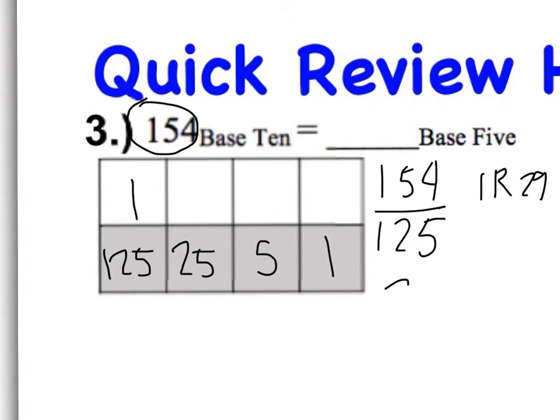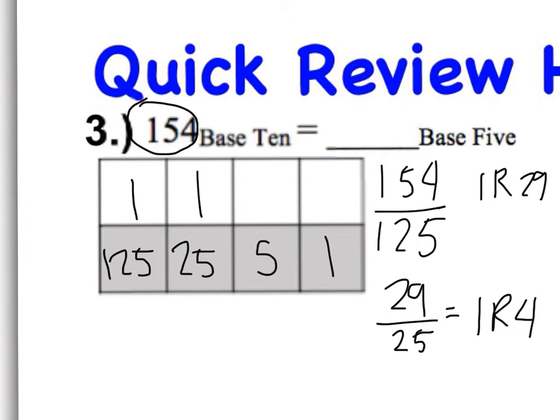Then we're going to take that 29, that remainder that we had, and we're going to divide by 25. And that makes sense because the next thing in our table is 25. So if I divide that, I know 25 goes into 29 one time with the remainder of 4. All right, now I'm going to take that 4. Oh, sorry, it goes in there one time. Let's put that in there.